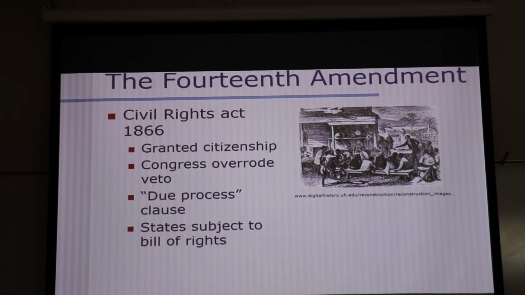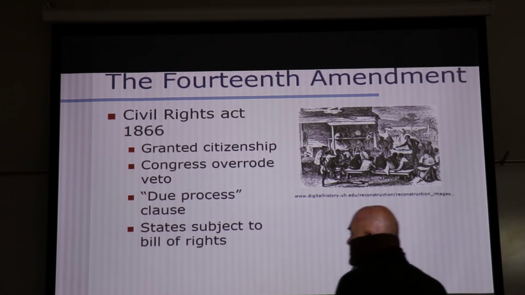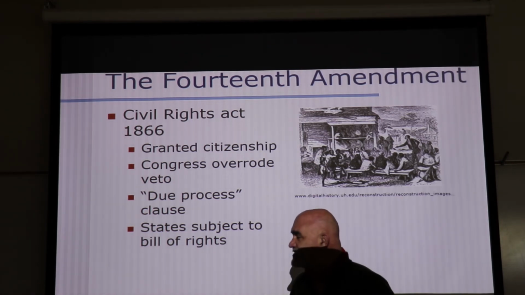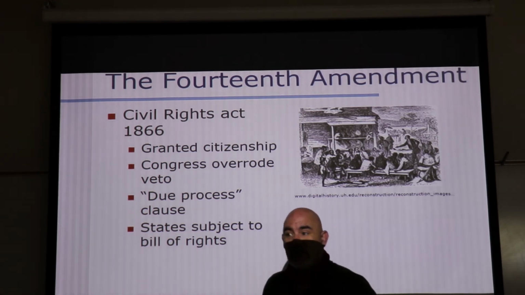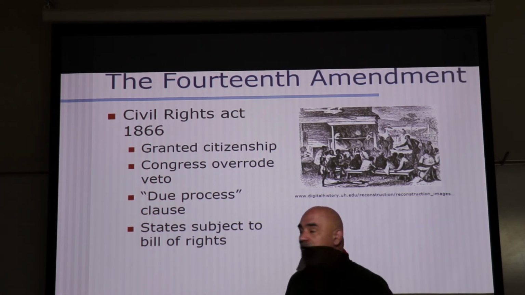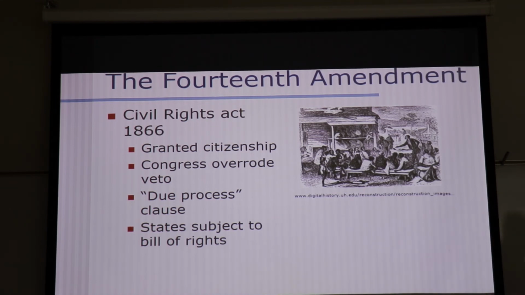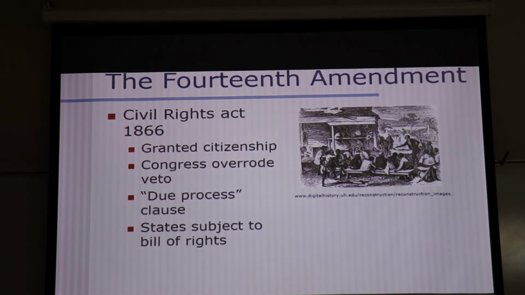Included in this amendment was a due process clause that basically said that the government could not take away a citizen's rights, property, or life without following a due legal process. Also, states were now subject to the Bill of Rights in our Constitution. And like I told you, this act would later become the 14th Amendment.